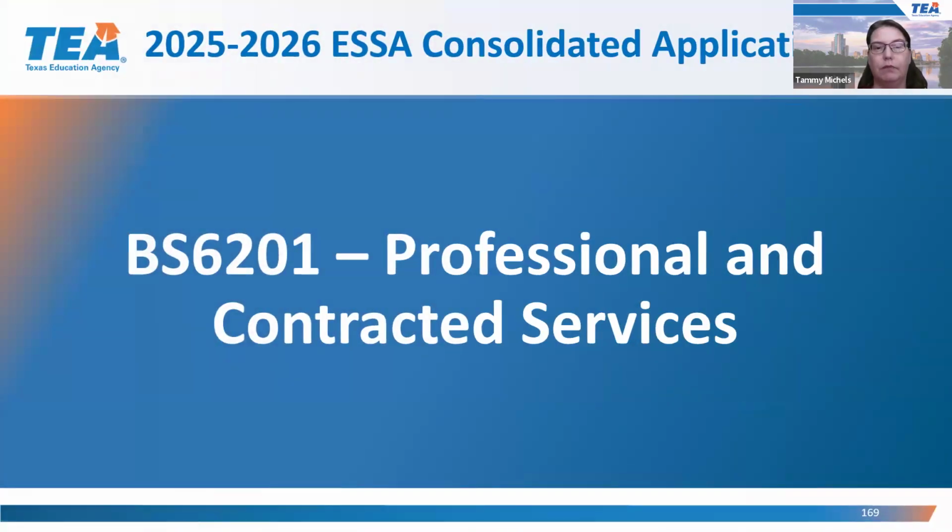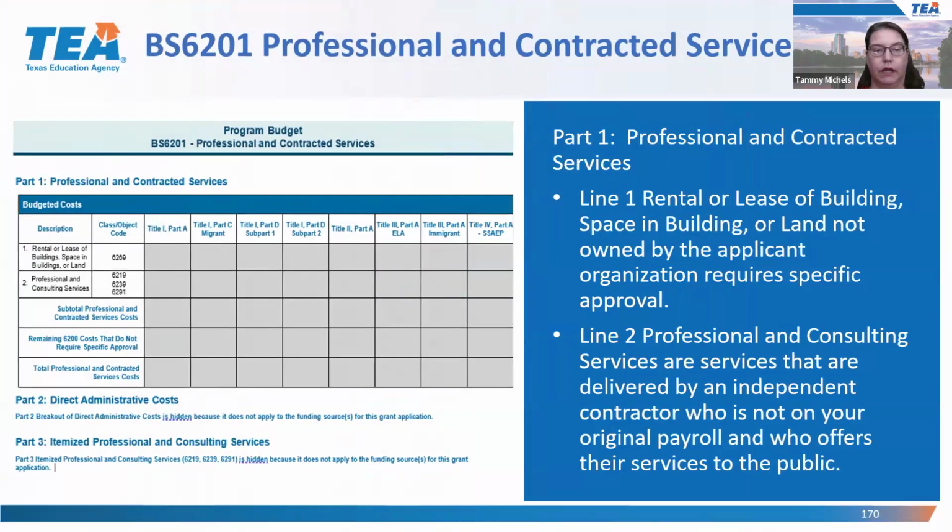Next, we'll move on to the BS 6201 Professional and Contracted Services Schedule. Again, if funds were budgeted in the BS 6001, they will show up here and populated in the source of funds column. Again, if there are no funds populated, you'll just want to save the schedule and move on to the next one.